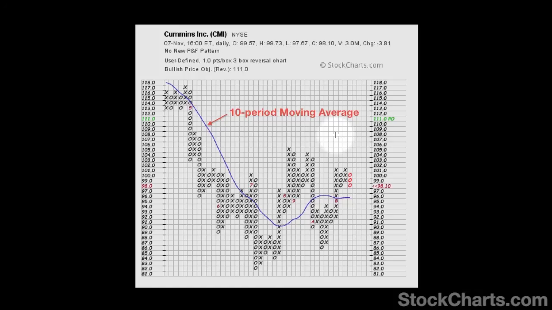This chart shows a 10-period moving average. And a moving average on a point and figure chart is calculated based on each column. So you take the midpoint of each column and you do a 10-period average of the last 10 columns, the last 10 midpoints of those 10 columns. And it gives you a nice moving average to overlay on the chart.